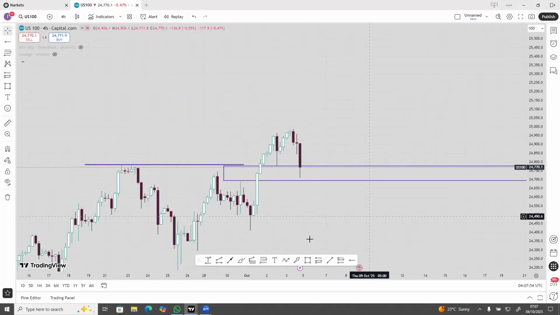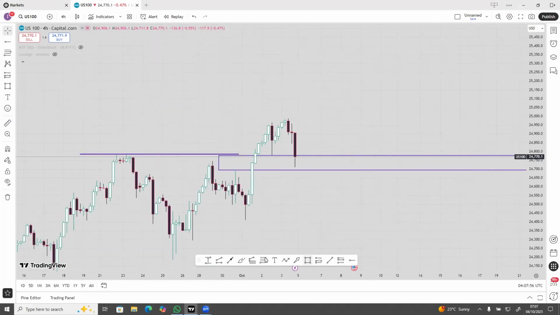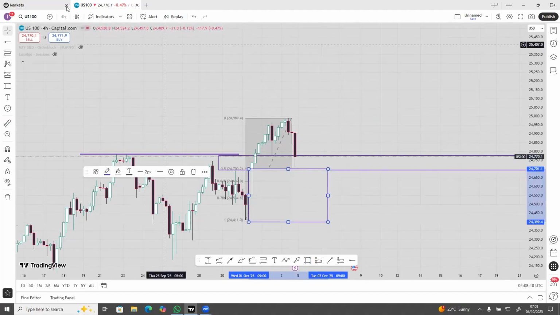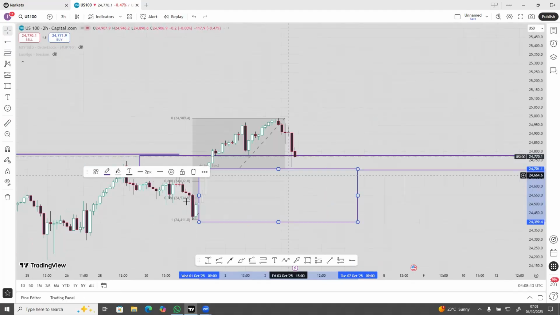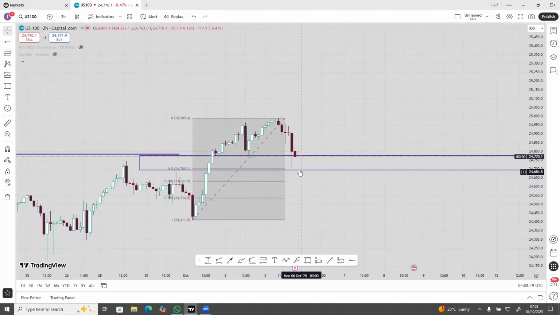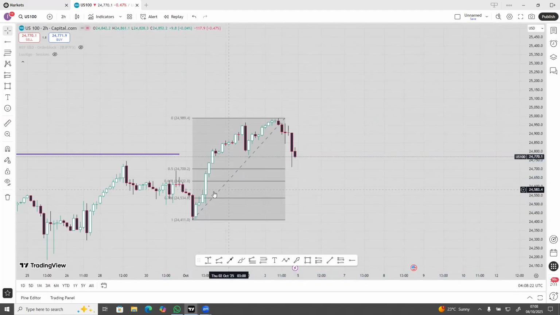Okay, so on 4 hour, we have a market structure like this. We have that impulsive move from that point to this point. So this is our discount. That is our discount, so we have to find buys from that discount. So we can shift to a lower time frame to find the point of interest available in the discount zone, so we can take proper entry on the discount zone.